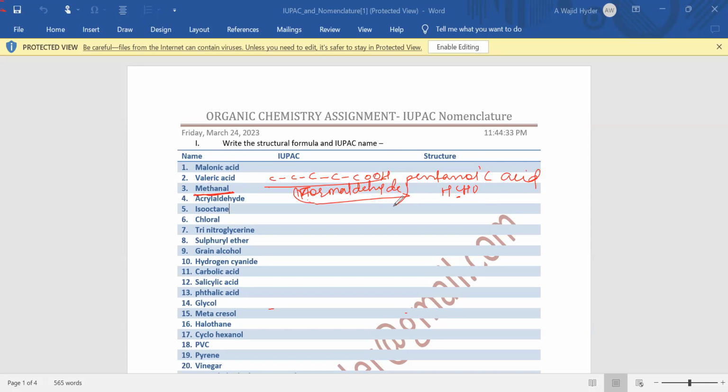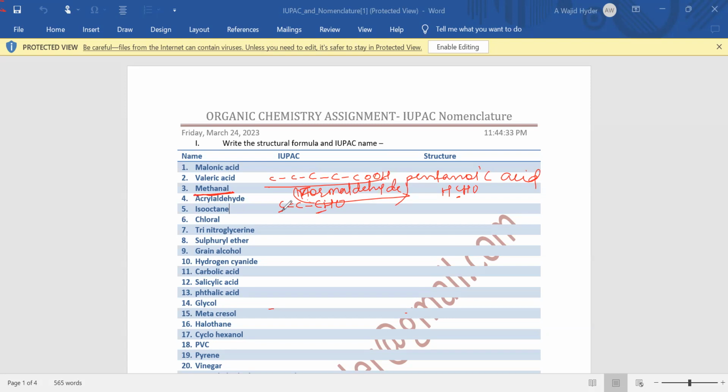Fine. Acrylaldehyde: C, C, double bond C, C, CHO. Three carbon atoms and one double bond, and the third carbon atom is a part of the functional group. This is what I told you yesterday.